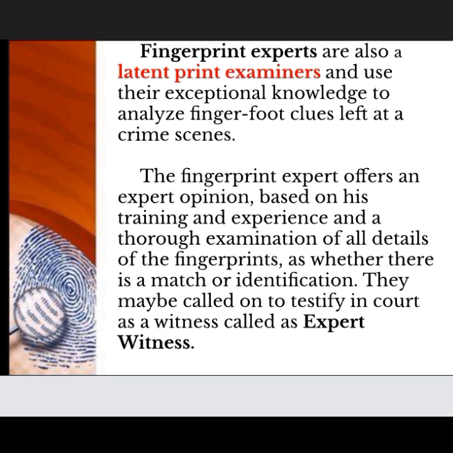Fingerprint experts are also latent print examiners and use their exceptional knowledge to analyze fingerprint clues left at crime scenes. The fingerprint expert offers an expert opinion based on his training and experience, and a thorough examination of all details of the fingerprints, as to whether there is a match or identification. They may be called on to testify in court as a witness called an expert witness.